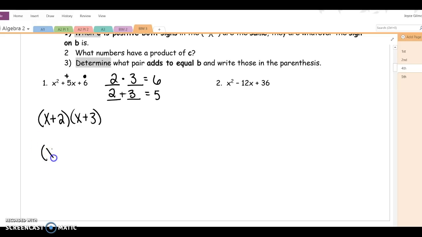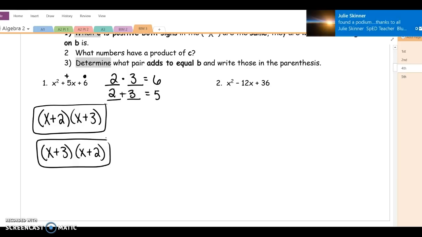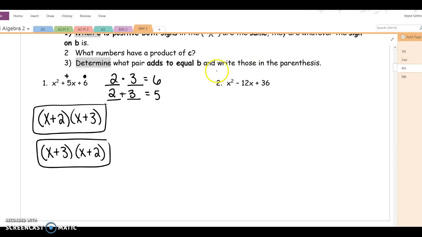Could you also write this as x plus 3, x plus 2? Yes. The order that you write the binomials does not matter as long as one of the binomials is x plus 2 and the other binomial is x plus 3. So you're looking for the two numbers whose product is the c value. If you think of this as standard form, ax squared plus bx plus c, you're looking for the two numbers whose product is c and whose sum is b.